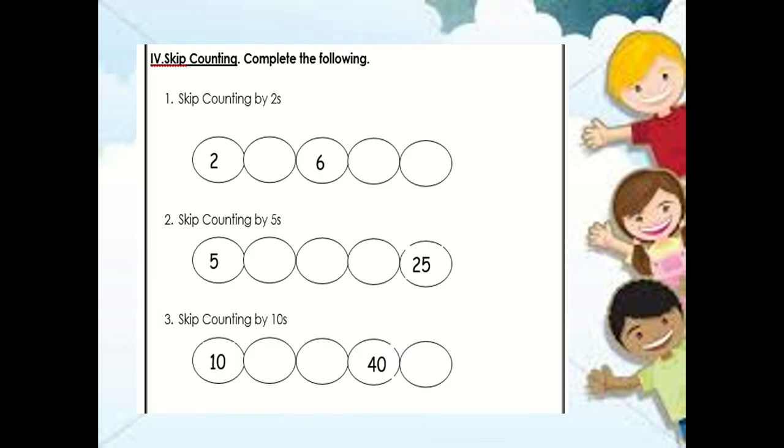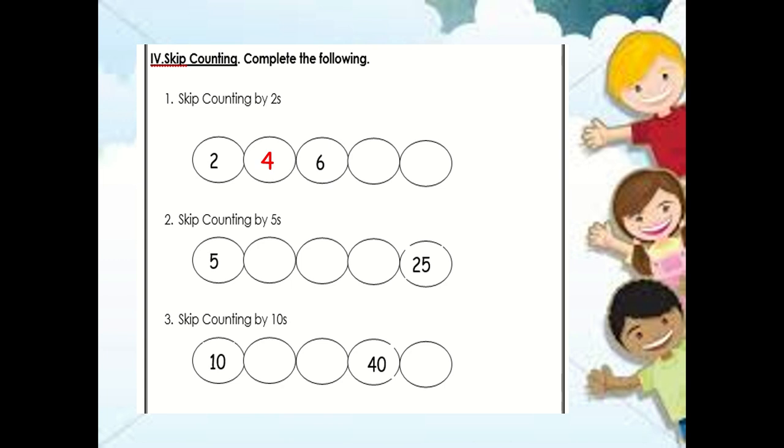After this, let's proceed to part 4, skip counting. So for this one, you will complete the following. Number 1 is skip counting by 2. So you will start with 2. For example, 2, then 4. Then 6 is there already, so you will just continue it or complete the pattern.